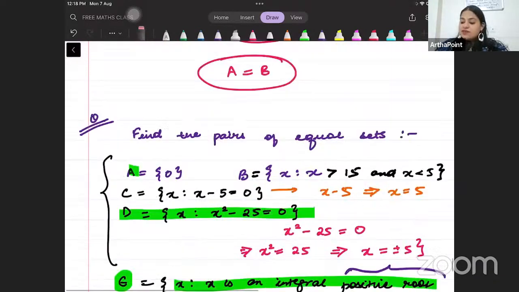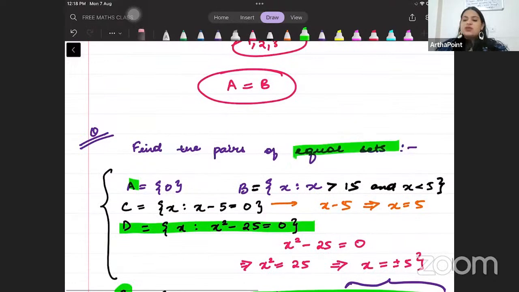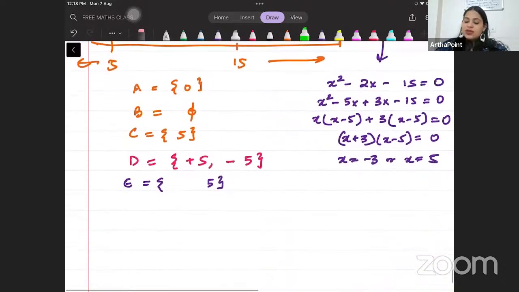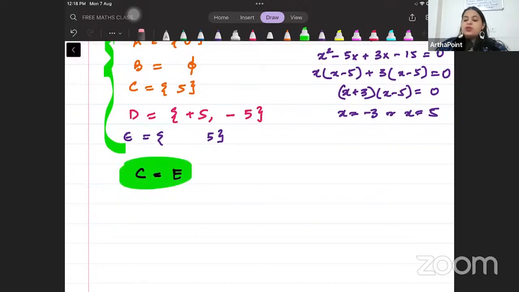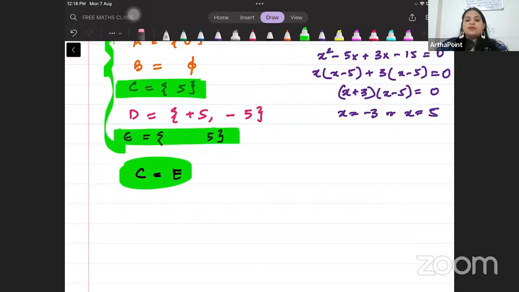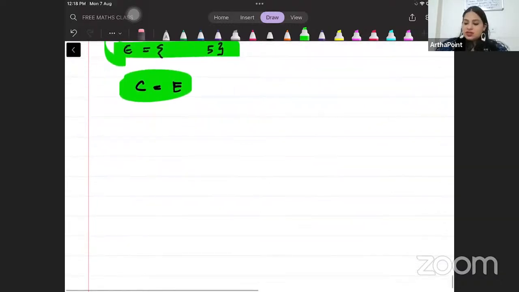Now it was asking which are equal sets. So beta, इनमें से कौन से equal दिख रहे हैं हमें? Clearly we can see that only C is equal to E. Otherwise, none of them are equal to each other. Only C is equal to E. Clear हो गया? Okay.